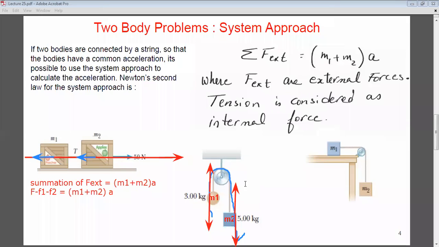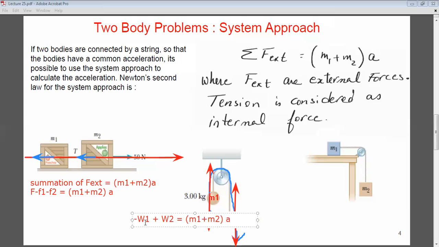So when I come to write the summation of F external equal m1 plus m2 a, I will have what's happening on this line. There is W1, it's on this line, but it's in the opposite direction, so it is minus W1. The tension, I don't consider it. Then here there is tension, I don't consider it. Then plus W2, plus because it's on the same line as the objects are moving. This is equal to m1 plus m2 times a.